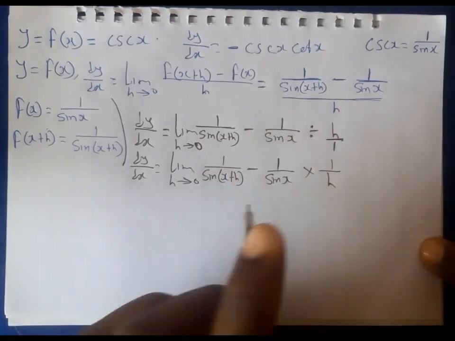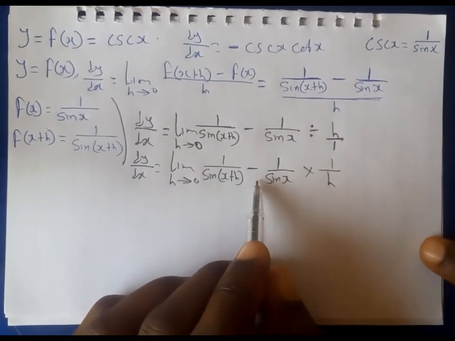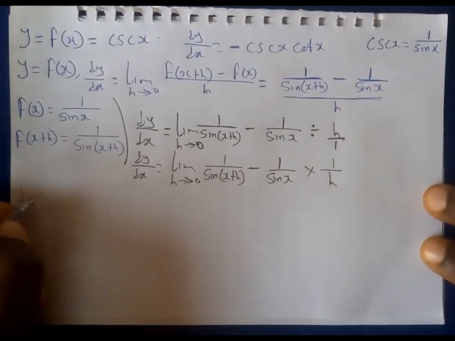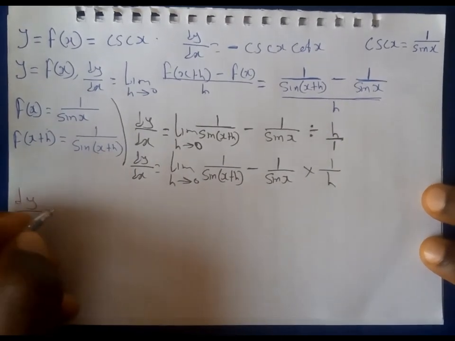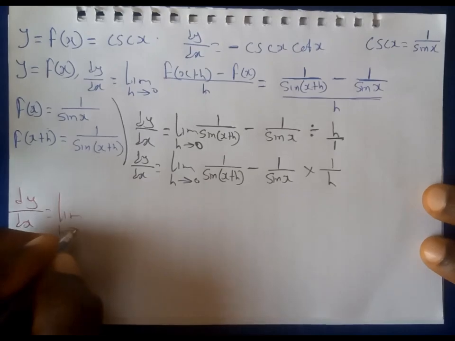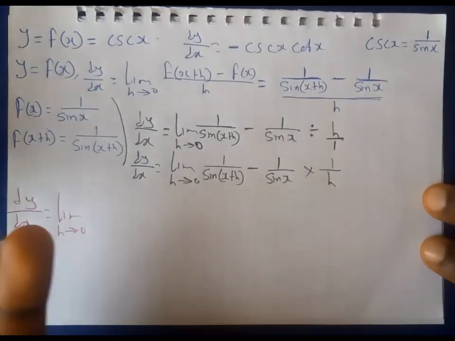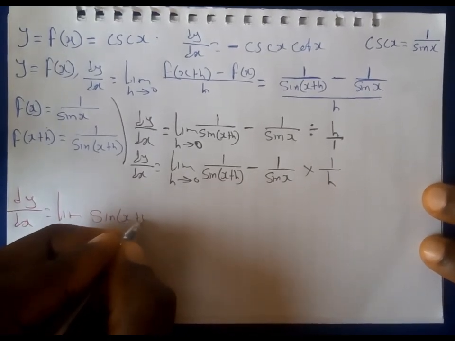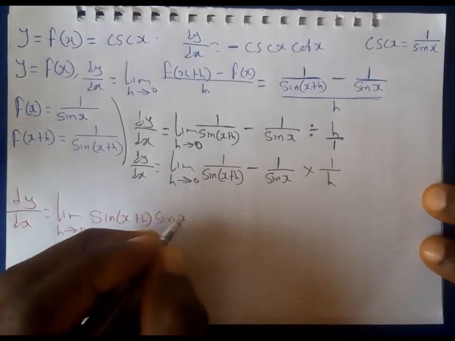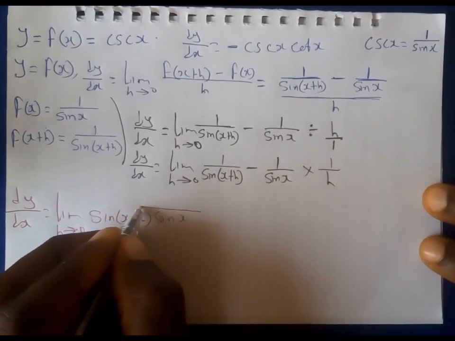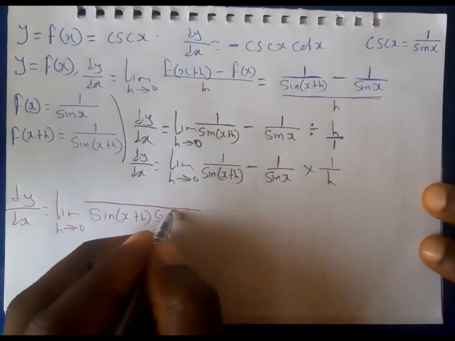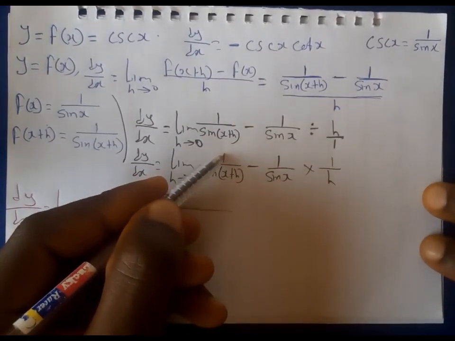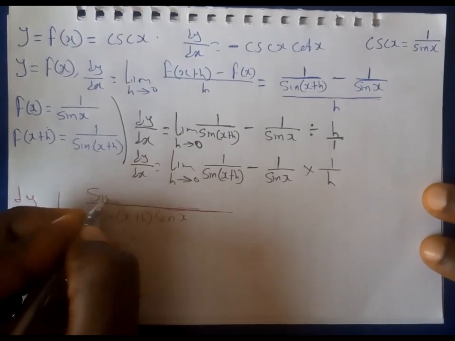Okay. Now, before we multiply, let me combine this expression. I'm trying to find the LCM and then simplify it. Perfect. I hope you are following. So therefore, we now have dy/dx equal to the limit as h approaches 0. The LCM will be their product because they are expressions, not a constant value. So we have sine x plus h times sine x, then divided by. So sine of x plus h in this entire expression gives us sine x, and multiplying with its numerator gives us sine x back because the numerator is just 1.